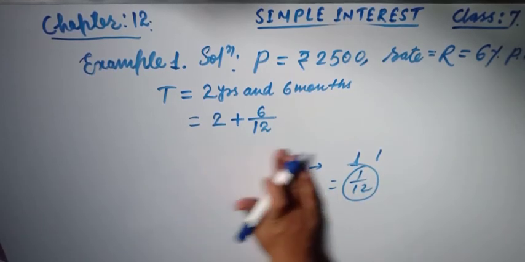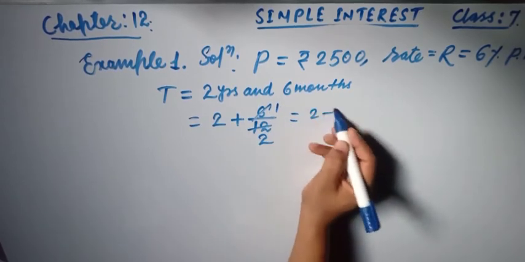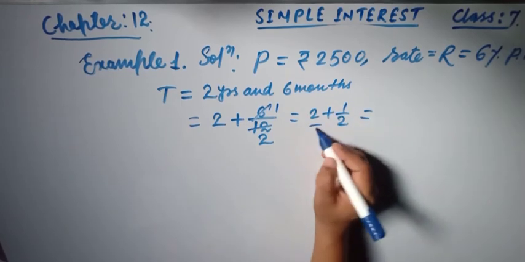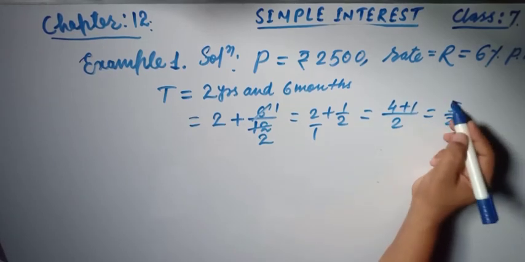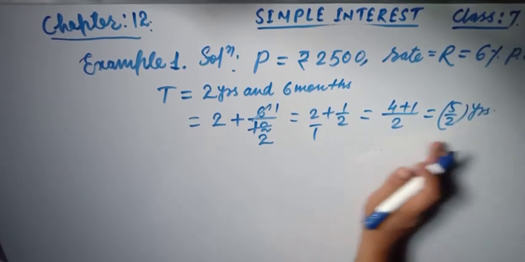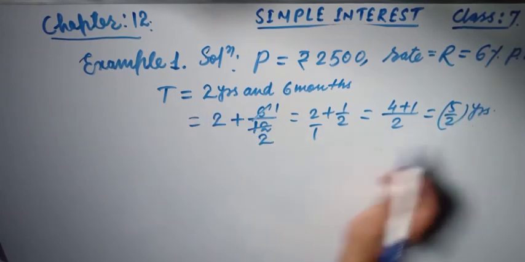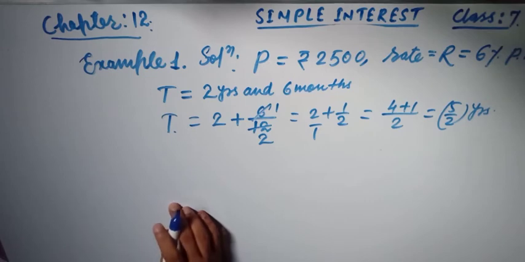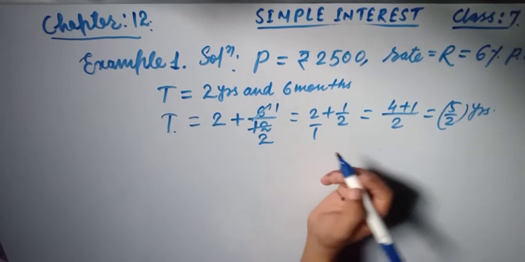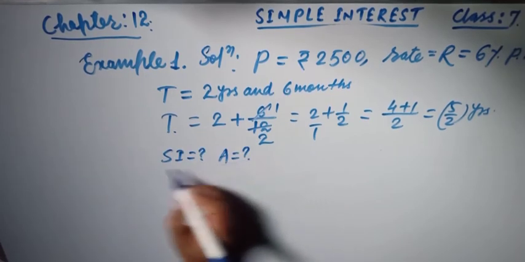So 6 months, we will divide by 12. Okay, now this is 1 by 2, so this is 2 plus 1 by 2. Take the LCM, this is 4 plus 1, this is 5 by 2 years, friends. That means we have to change the time in terms of years, so 5 by 2 years is given. Now we have to find the simple interest, that means we have to find SI, and afterwards find A, or simply I.